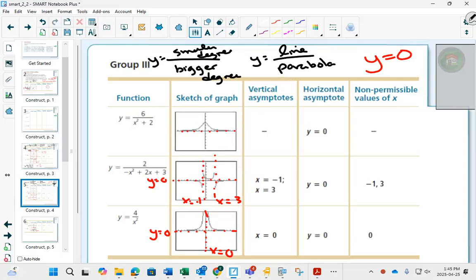Yeah, so even group 3, right? You see how this is like a nice little speed bump graph? If you want to put a hole in the top, just put an x on the top and an x on the bottom, which would cancel out, but then you have a non-permissible value of 0, you put a hole in your graph. So any graph can have holes. And a hole happens when a non-permissible value that is in the original equation goes away once you simplify.